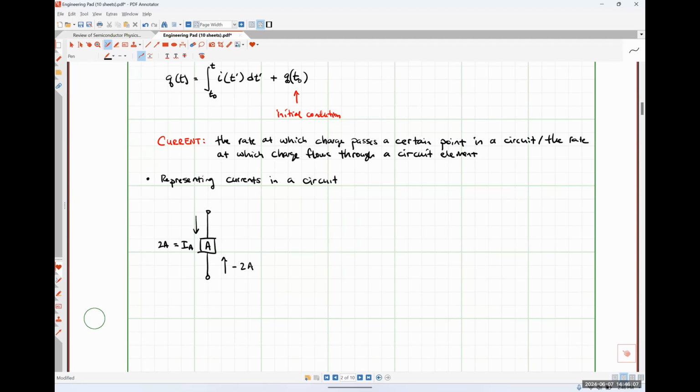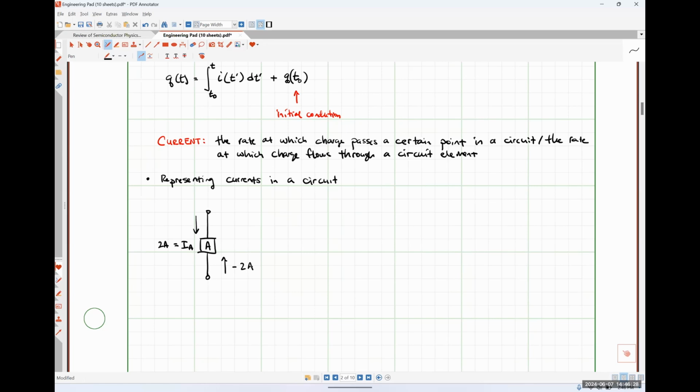So much like we saw with voltages, whenever we have a negative sign for a current, in order to get rid of the negative sign, we simply change the direction of the current, just like we change the polarity of the voltages. Okay, so fantastic job.